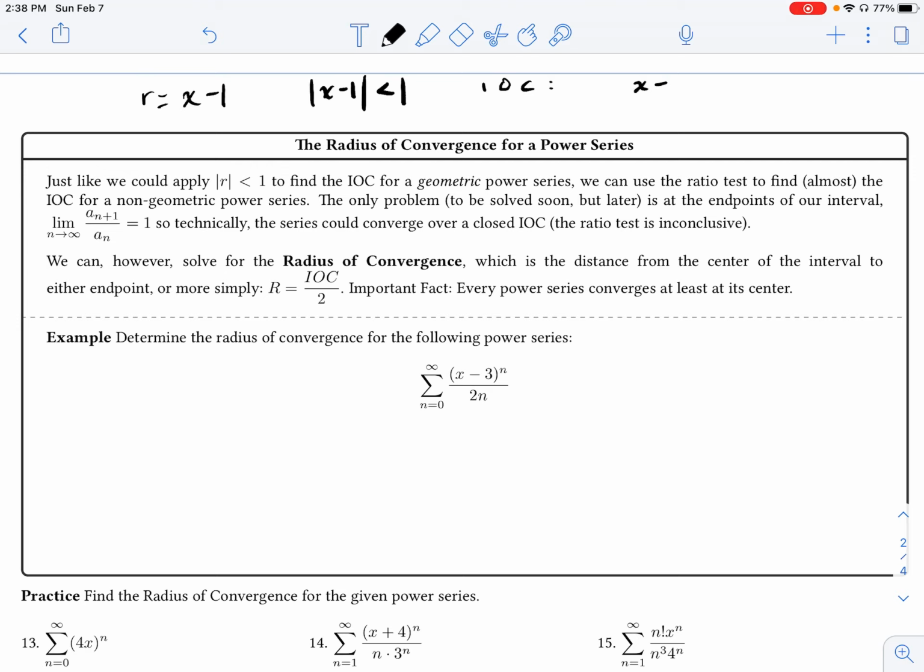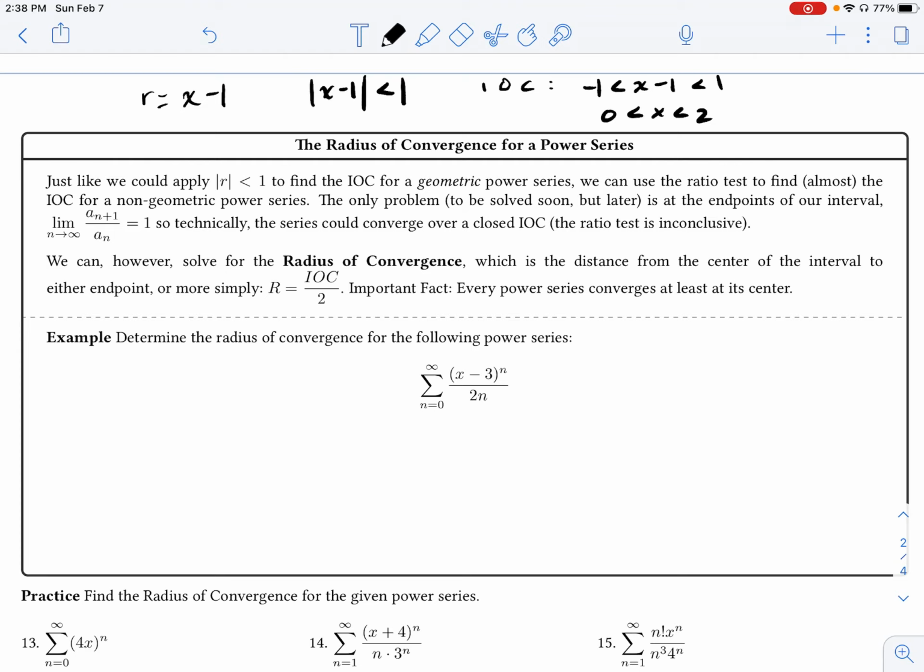That is to say, we can write that x minus 1 is less than 1 and greater than negative 1, which we would then clean up to write as x is less than 2 but greater than 0, right? So again, for a geometric power series, if we can find its common ratio, we can find the values for which the power series would converge.